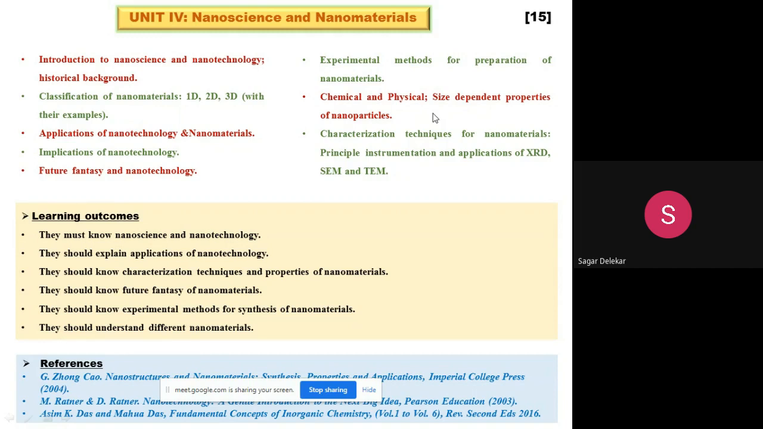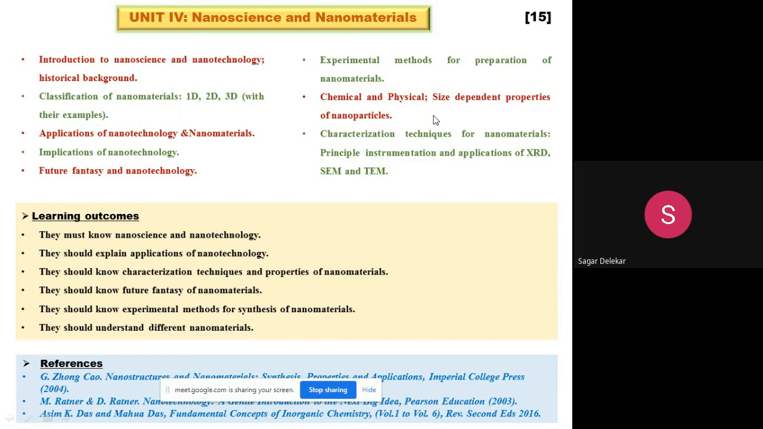So for that, if I tune the bulk gold into nano gold, nano gold has different colors, crimson, red, violet, depending upon the size. And because of that, nano gold can be used for different types of catalytic transformations.